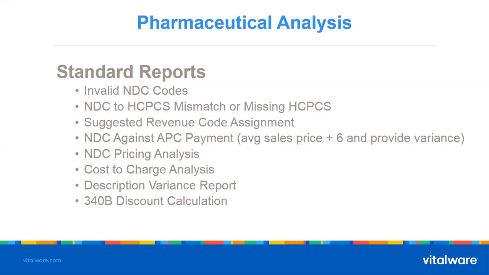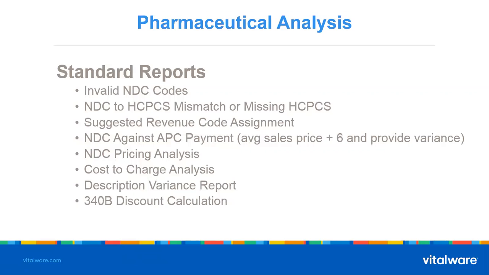The pharmaceutical analysis is really a staged analysis, meaning that we step through certain steps to produce the exception reports that we have available within the application. So the first thing that the system does is it takes a look at the national drug code that you have associated with that charge line, and it's looking for validity.